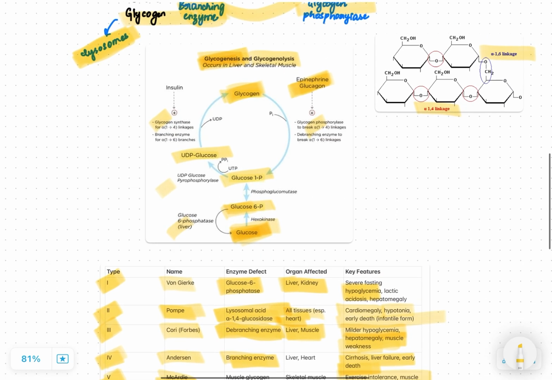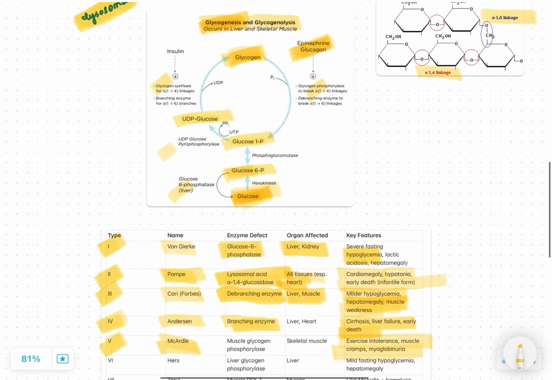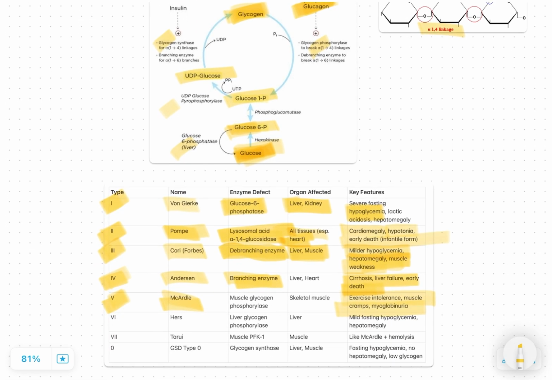We have to know one thing: glycogenesis and glycogenolysis occur in both liver and skeletal muscle. In glycogenolysis, the glycogen is converted into glucose and it helps in increasing the glucose levels in the body. But the skeletal muscle lacks this enzyme, the muscle phosphorylase enzyme is deficient in skeletal muscle. So it doesn't help in increasing the circulating glucose levels. It utilizes the glucose only for itself.